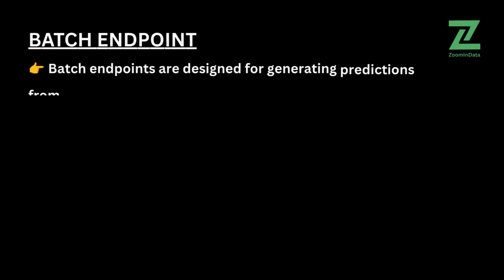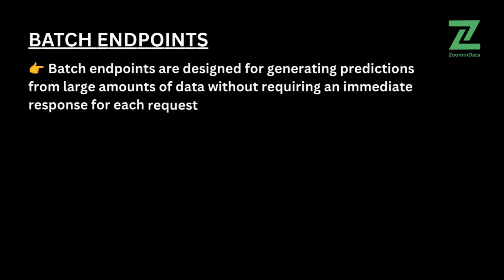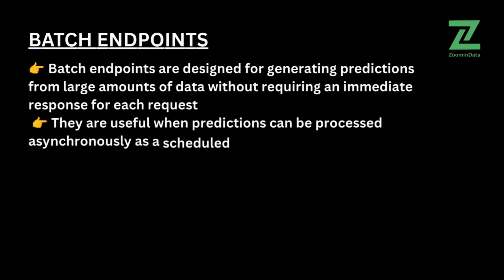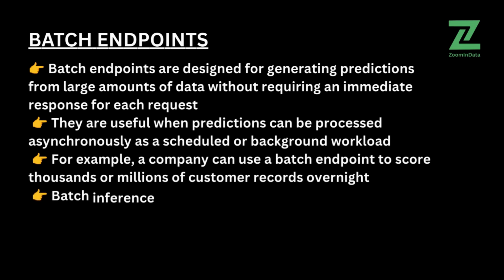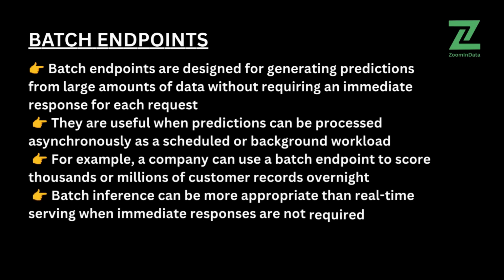Batch endpoints are designed for generating predictions from large amounts of data without requiring an immediate response for each request. They are useful when predictions can be processed asynchronously as a scheduled or background workload. For example, a company can use a batch endpoint to score thousands or millions of customer records overnight. Batch inference can be more appropriate than real-time serving when immediate responses are not required.